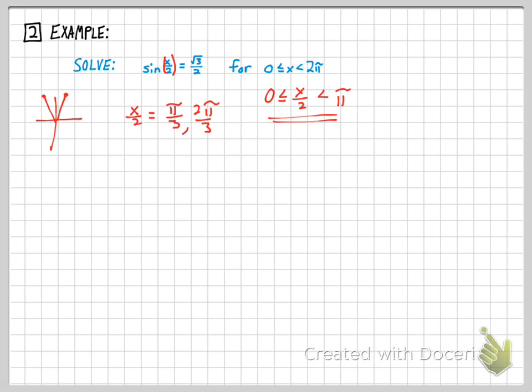Those are the solutions to x over 2. If I wanted the solutions for x, I'm going to have to multiply everything by 2. So a final answer would be 2 pi over 3 and 4 pi over 3.